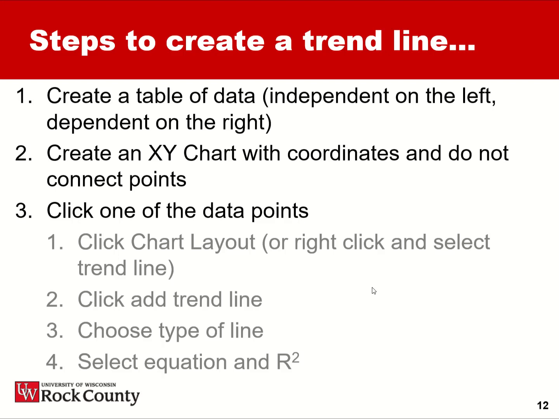The steps for doing this are to first create a table of data, with independent values in the left column, so that's our x values, and dependent values in the column right next to it, that's our y values. We create our xy scatter plot, our xy chart, with coordinates and do not connect the points. Then we click on one of the data points, go to chart layout or right click and select the trend line, and then we can add a trend line and choose the type and everything. It's very simple to do. Let's take a quick look at this.